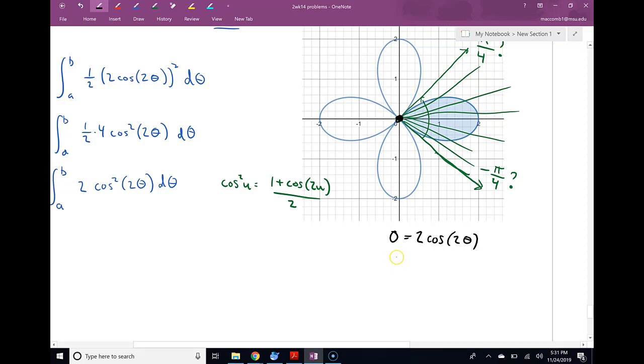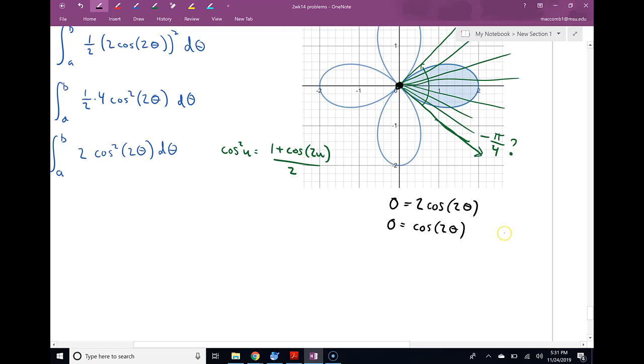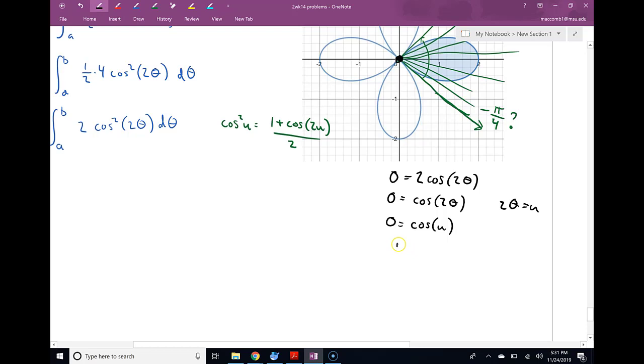We could divide by 2, and I'd get 0 is equal to cosine of 2 theta. Temporarily, it's a good idea to set 2 theta equal to u, and just think about when is cosine of u equal to 0? Well, I know cosine of u is equal to 0, for instance, at pi over 2. That's a place I could plug in to cosine and get out 0. Or also negative pi over 2, that would be another one.